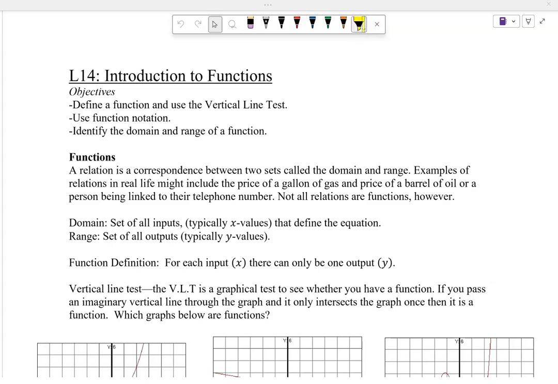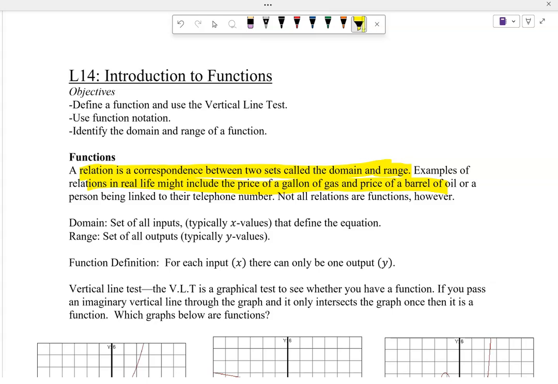In mathematics, you can have a relation, which is just a correspondence between your input and output. Some examples of relations might be the price of a gallon of gas and the price of a barrel of oil, right? And they don't necessarily have to be related either. You can make a relation with anything. But not all relations are functions.